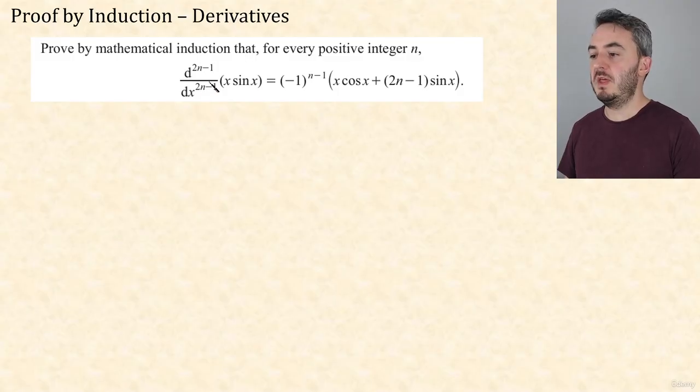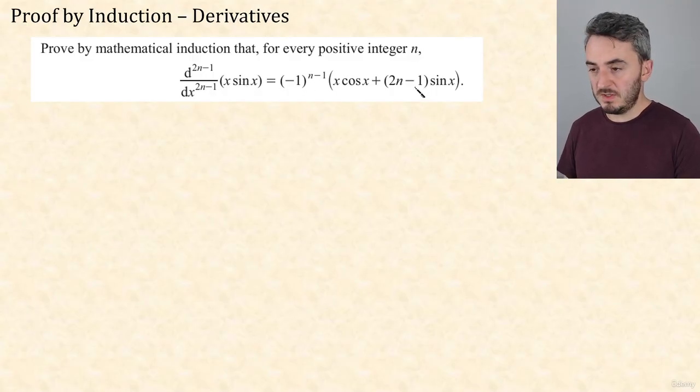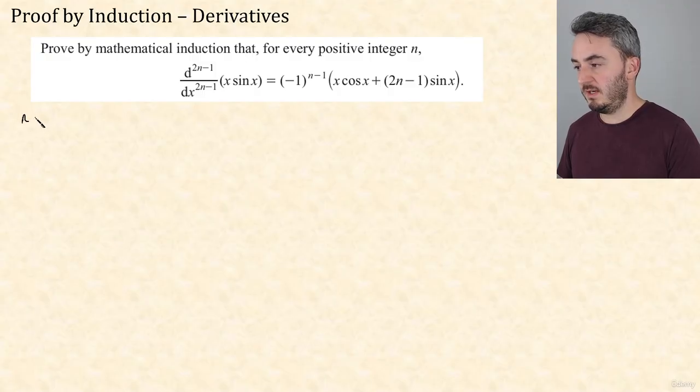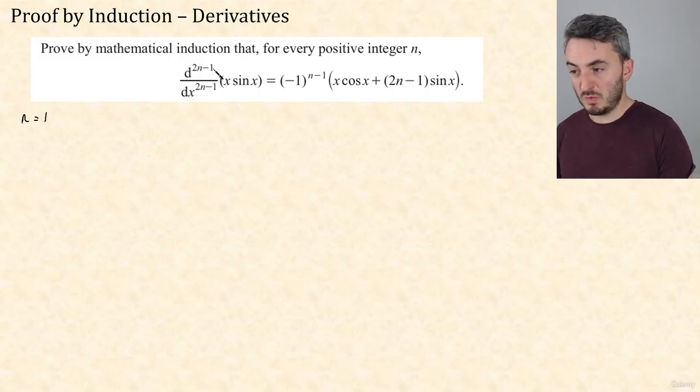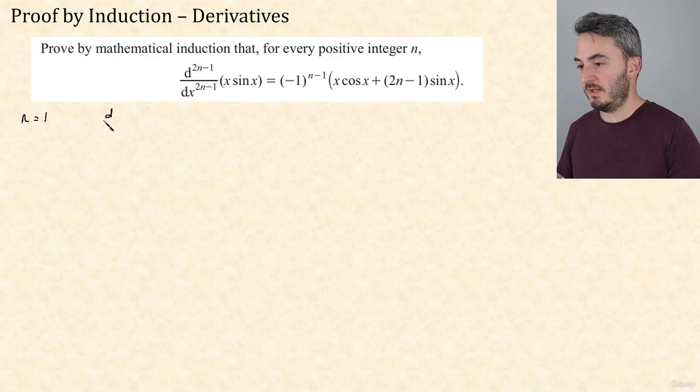Okay, we're going to prove that the (2n minus 1)th derivative of x sine x is all of this. These always look a bit complicated, but we just work through our process. So base case, n equals 1. So that's 2 times 1 minus 1, which is 1. So we're just looking for the first derivative of x sine x.